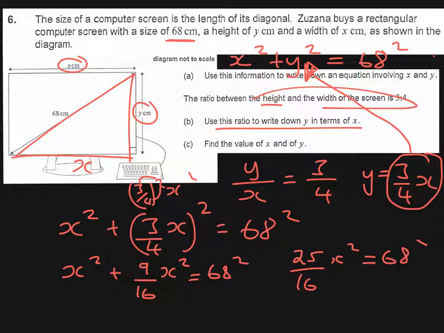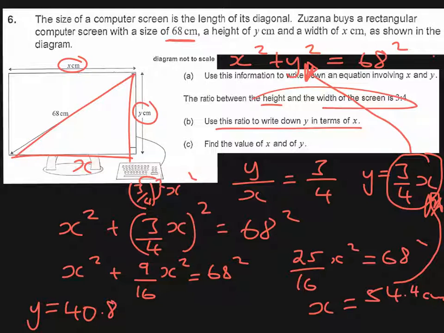And if we take the square root of that, we should solve to get x is equal to 54.4 centimeters. And then remember to work out what y is. We can take that value, substitute it into here, and we'll end up with a value of y equal to 40.8 centimeters.